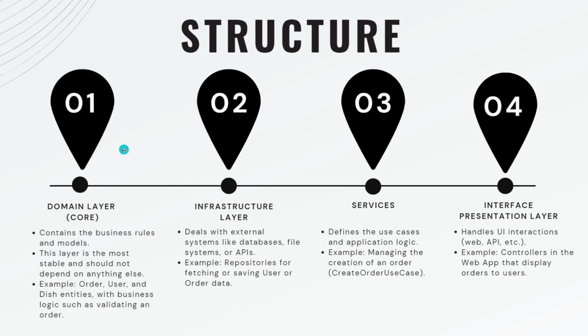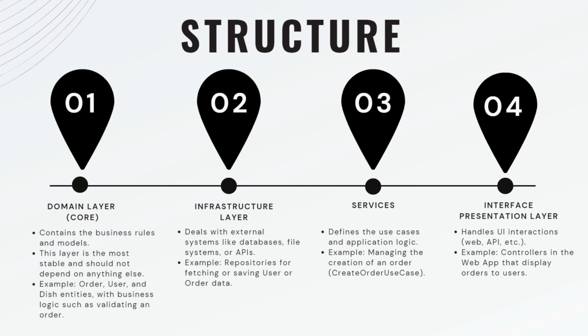It's the business logic of your application. It contains the models and the rules. This layer is the most stable and should not depend on anything else. Let's take our application as an example: an order, a user, a dish entity with business logic, such as validating an order.